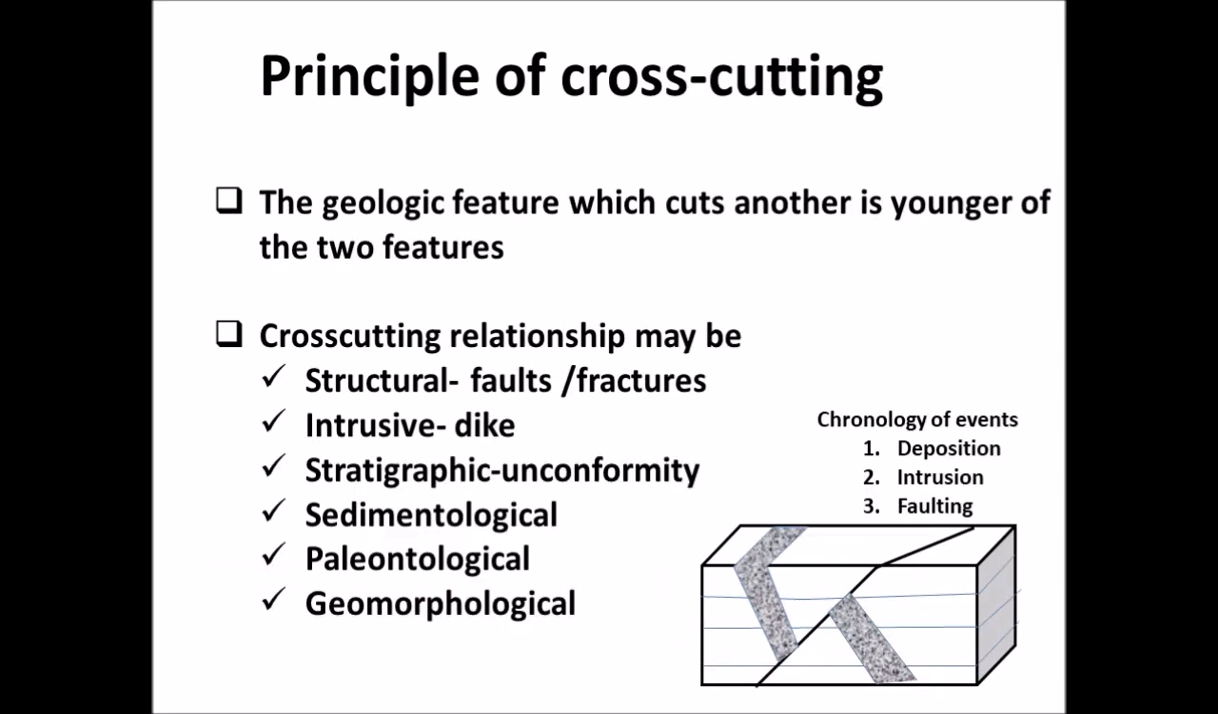Next is the principle of cross-cutting. It states that the geological feature which cuts another is younger of the two features. There are various cross-cutting relationships. For example, it could be structural, such as faults and fractures; intrusives, for example dikes; or stratigraphic, for example unconformity. Others are sedimentological, paleontological, and geomorphological. So these could be the younger events.